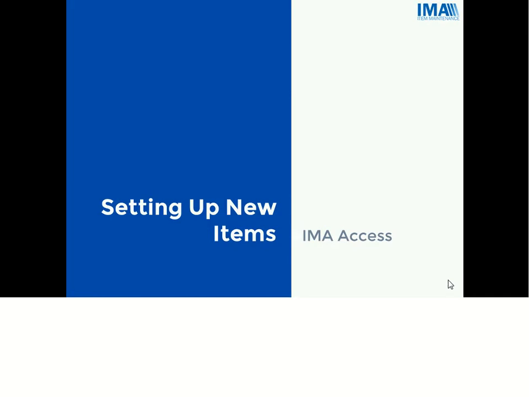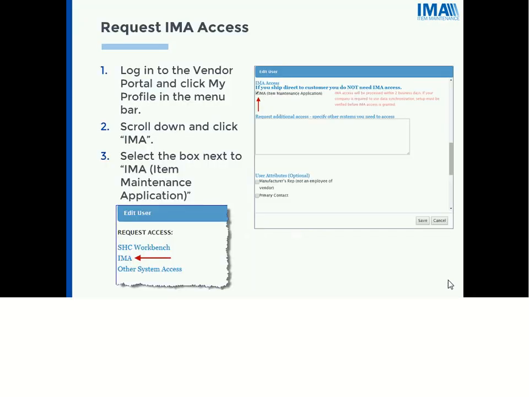First up, we have IMA access. Some of you had responded that you don't have any experience yet in IMA, so you may not actually have IMA access yet. If you do not have IMA access, to receive that, you would log into the vendor portal and click My Profile in the menu bar, and then scroll down and click IMA, and then select the box next to IMA, and then you would click Save.